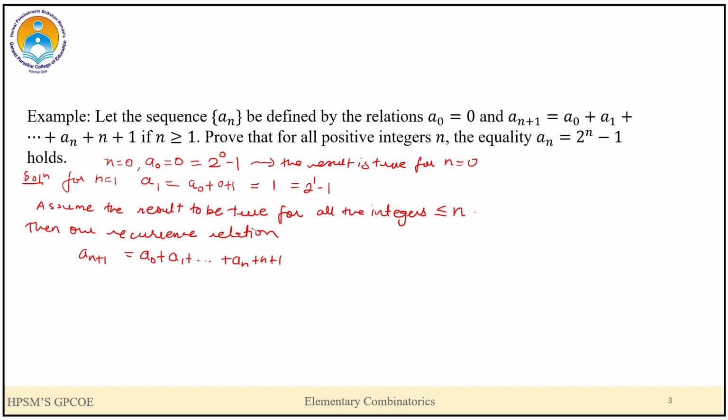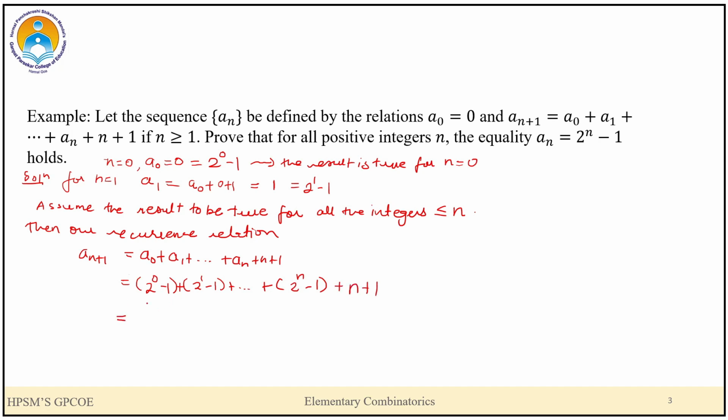Now we know that the result is true for all the integers less than or equal to n. That means a0 is of the form 2 raised to 0 minus 1, plus a1 is 2 raised to 1 minus 1, up to an is 2 raised to n minus 1, plus n plus 1.